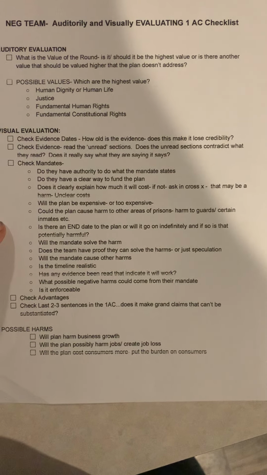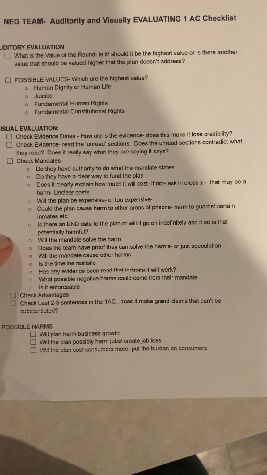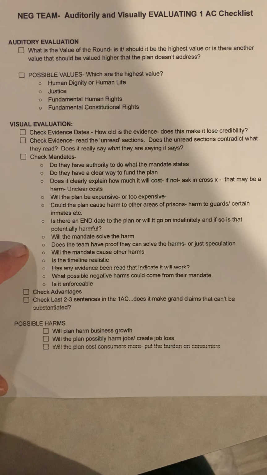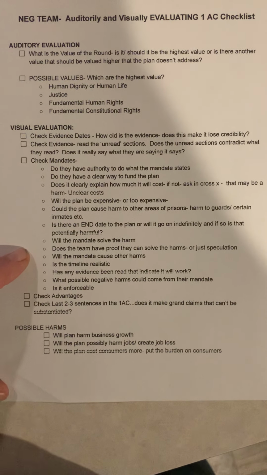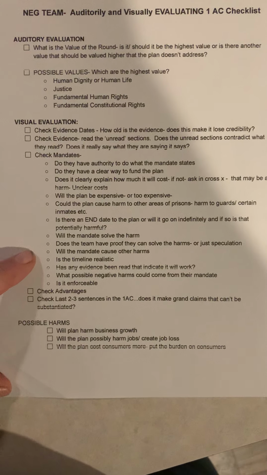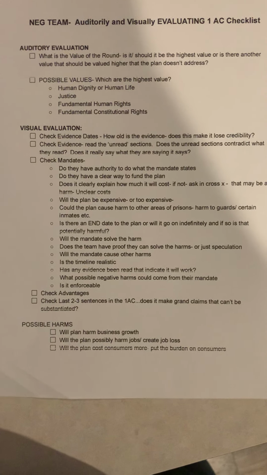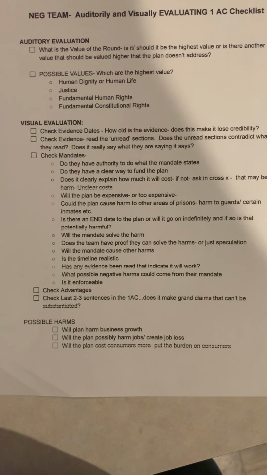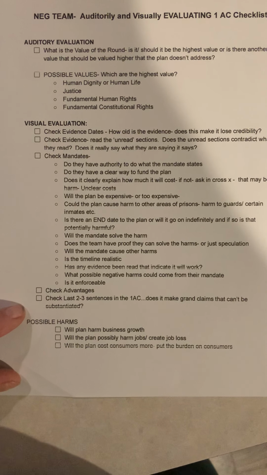Could the plan cause harms in other areas of the prisons, to the guards or the inmates? Is there an end date in the plan? Will the mandates actually solve the harms, or are they just mandates that don't actually solve the harms? And if they potentially solve the harms, does the affirmative team have any proof that they will? Is the timeline realistic? Has any evidence been read that indicates it will work? What possible negative harms could come from the mandate? And is it enforceable? Also look at the advantages and check the last two to three sentences of the 1AC.